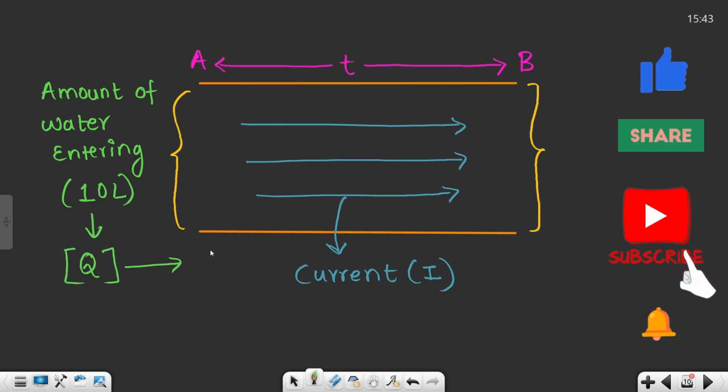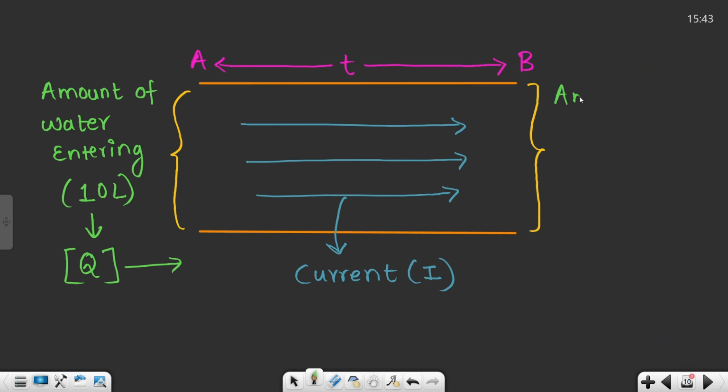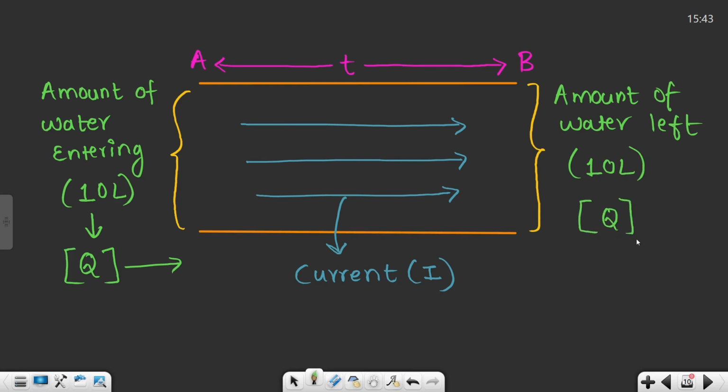So this charge is entering at point A, and the amount of water left at point B is how much? 10 liter, right? So again, this is my charge. Current is nothing but charge, that is amount of water divided by the time it took to move from point A to point B. Simple, that's it. So this is the exact definition of current, right?